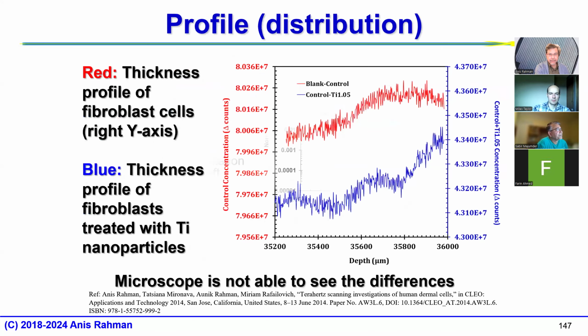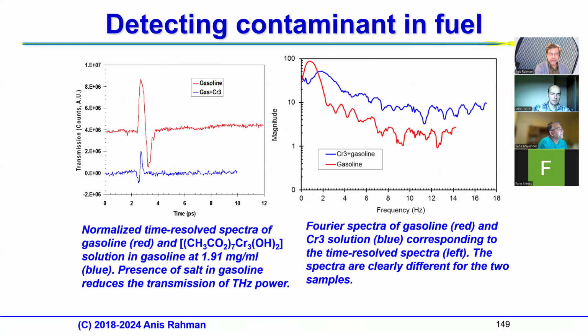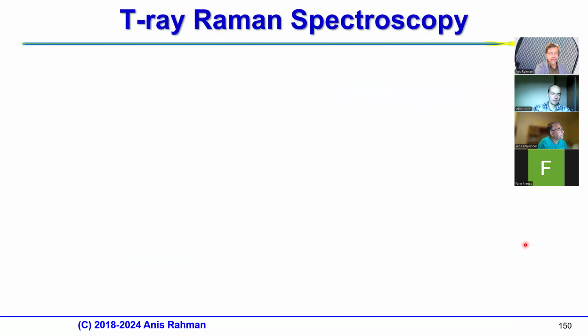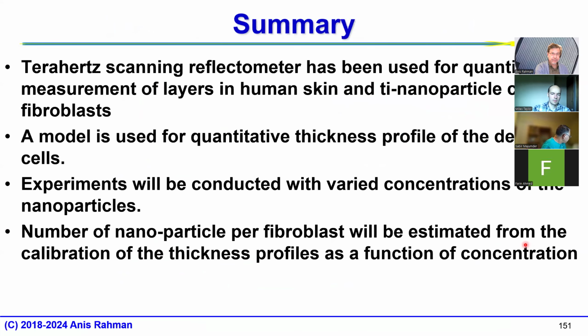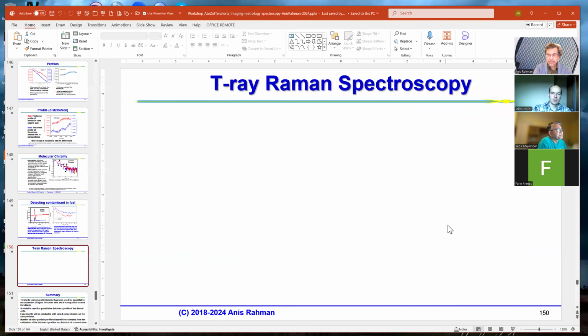All right, and then I think I'll skip the molecular chirality. That's a topic in itself. Contamination, I already have discussed. The last topic is T-ray Raman spectroscopy. So we'll come to that later, next time. I think we can close the chapter in the next.